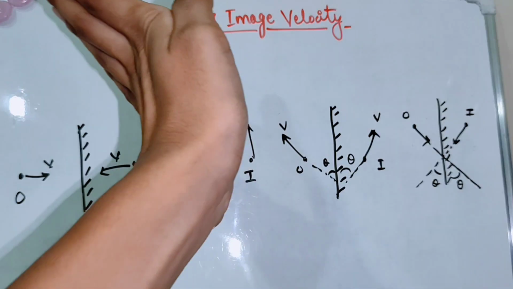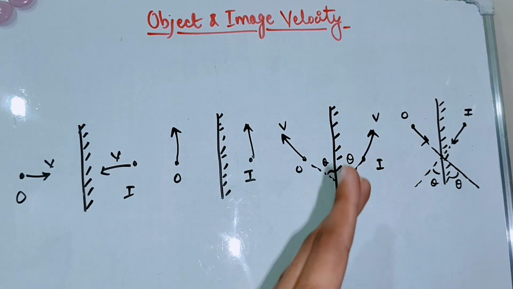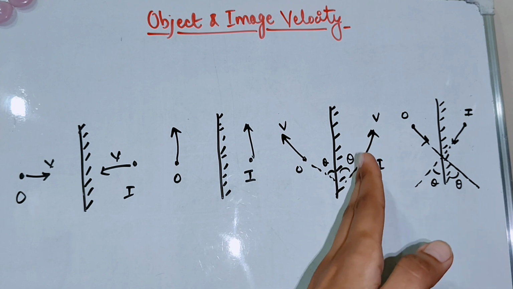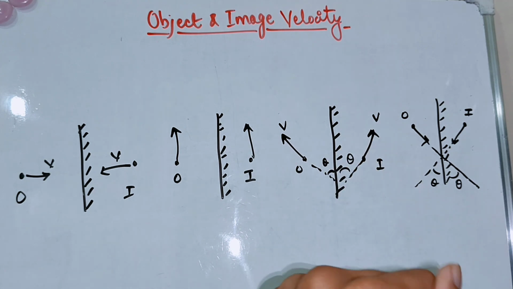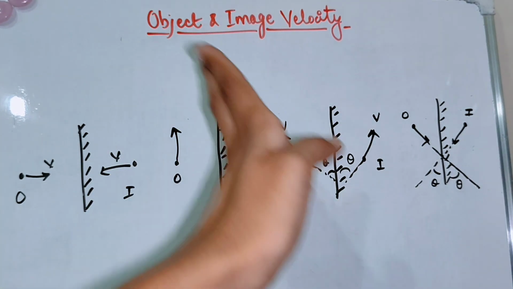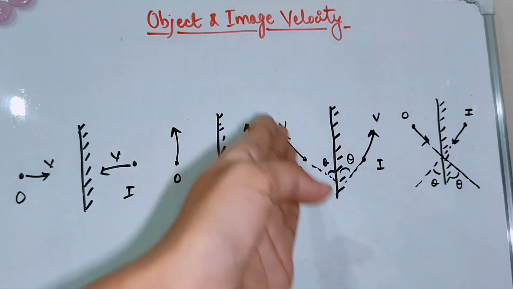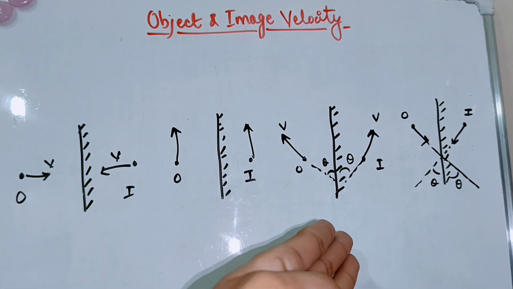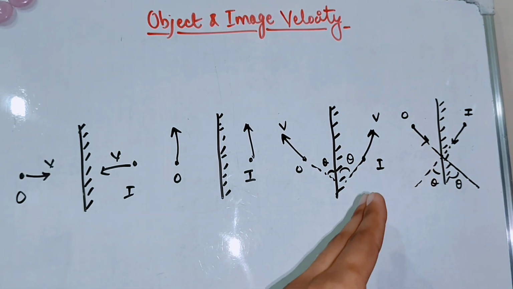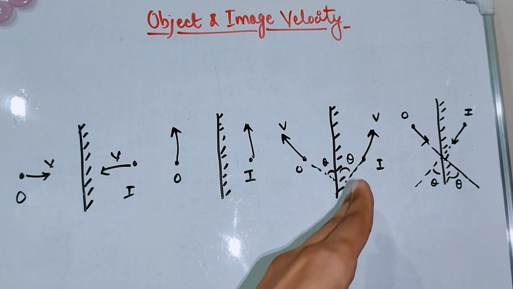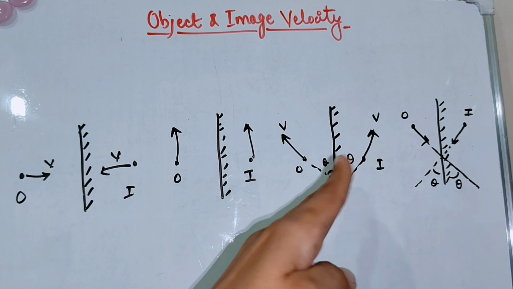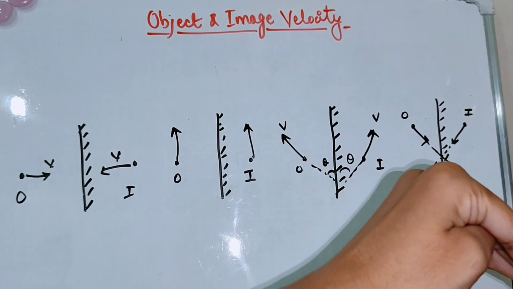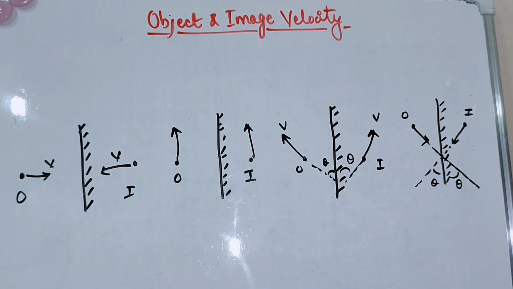Now if you move over here with some angle, then your image will also move with the same speed, but it will subtend the equal angle at the mirror. Say you move like this, and the vector representing your velocity subtends an angle theta at the mirror, then the vector representing the velocity of the image will also subtend an angle theta from this side of the mirror at the mirror. Similarly, if you move like this, your image will move like this with the same speed.